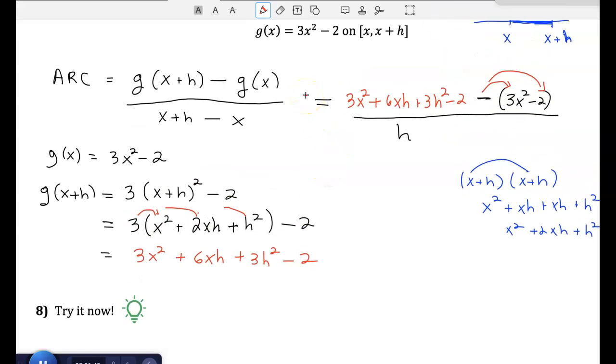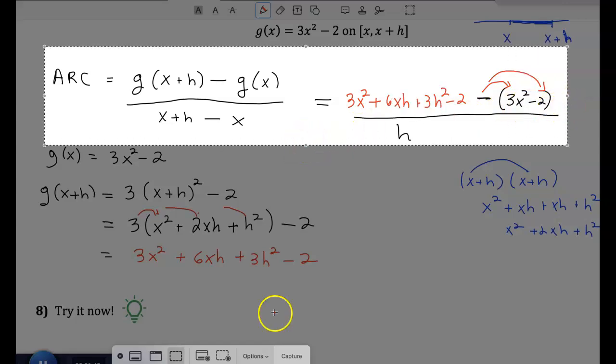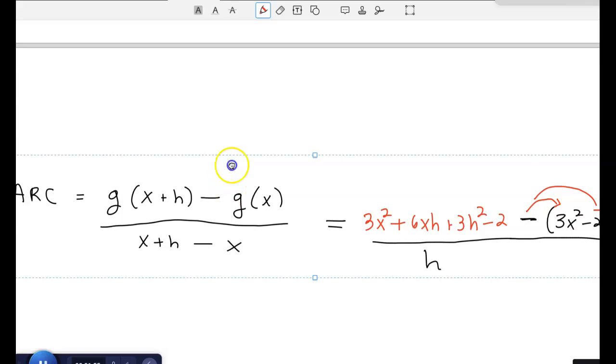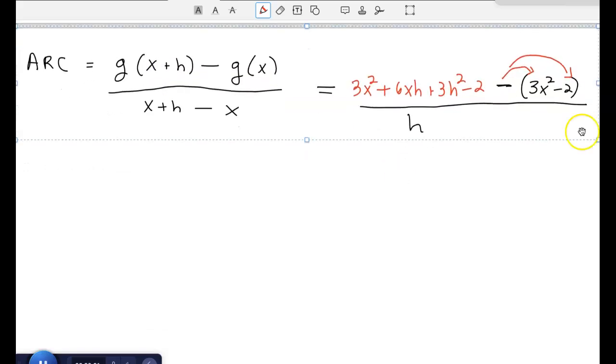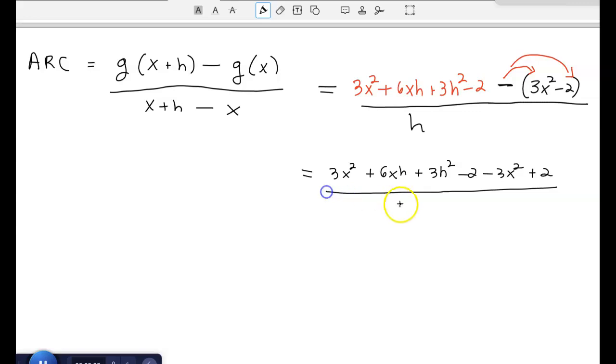Here, let me grab this and put it on a new page so we have some room to work. There's not much more to this, but let's put it down here and we'll simplify it a little. There we go. Okay, so what are we going to do here? We're going to rewrite this. It's going to be 3x squared plus 6xh plus 3h squared minus 2, and then a minus 3x squared, and then a minus 2, which is a plus 2, all over h, right?